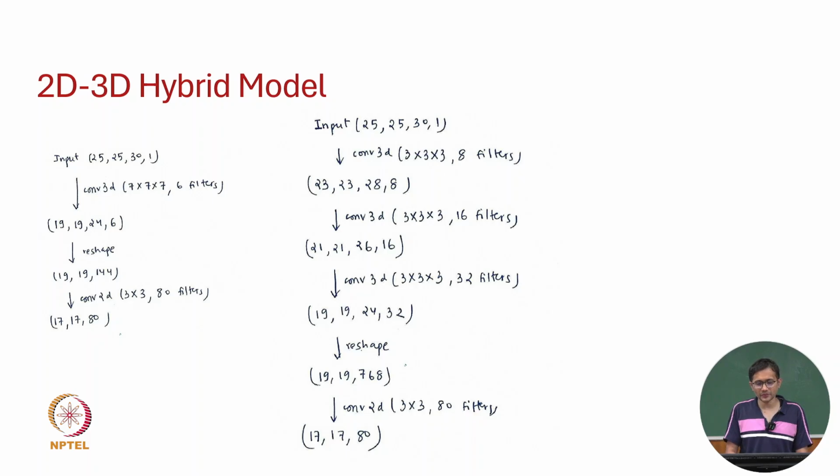We are again starting with this 25, 25, 30, 1, and here we are applying not just one layer of Conv3D, rather successive layers of Conv3D. So Conv3D once, Conv3D again, Conv3D again. At some point we reshape and apply Conv2D, and we again get a 17, 17, 80. Now these two we can fuse or concatenate and then process through some classification layers. So with this we saw a hybrid 2D-3D model.